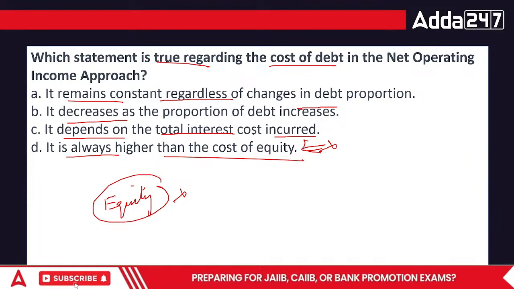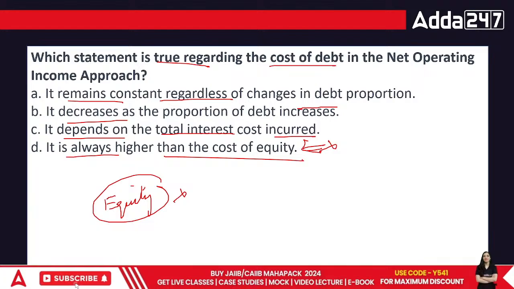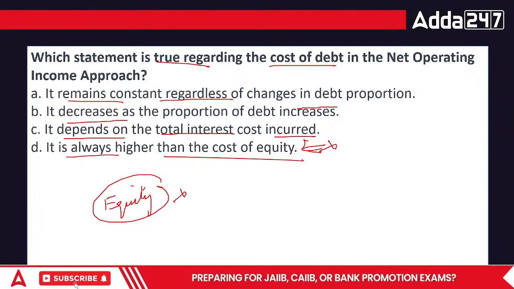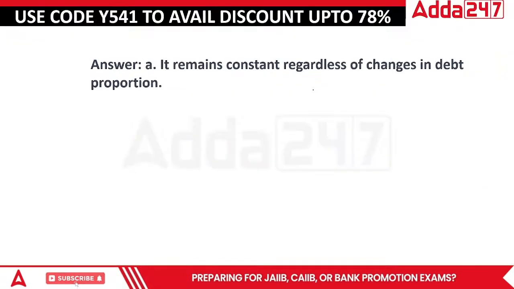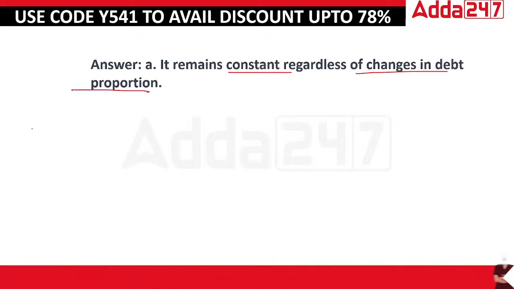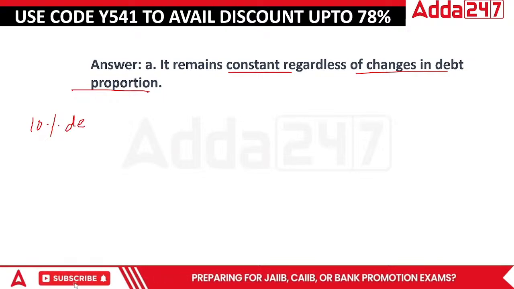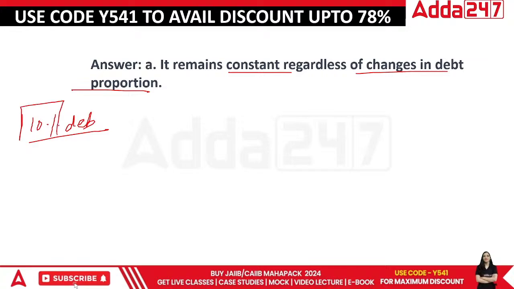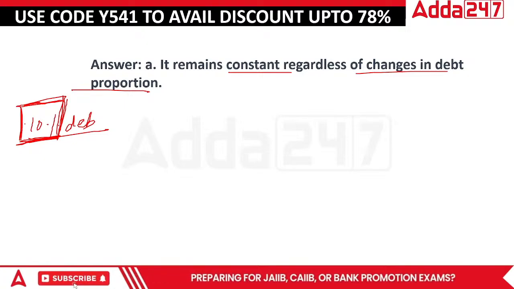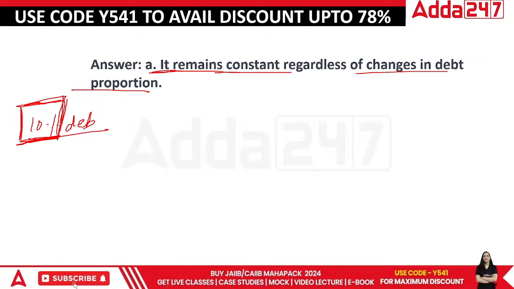It depends upon the total interest cost incurred. That is also one true thing. It decreases as the proportion of debt increases. It remains constant. No, technically the answer is it remains constant regardless of the change in the debt proportion. If I have taken a 10% debenture loan, whatever the debenture amount would be, my interest rate is defined. It would be 10% in every case. So the answer is going to be A, because it remains constant no matter what the amount would be.